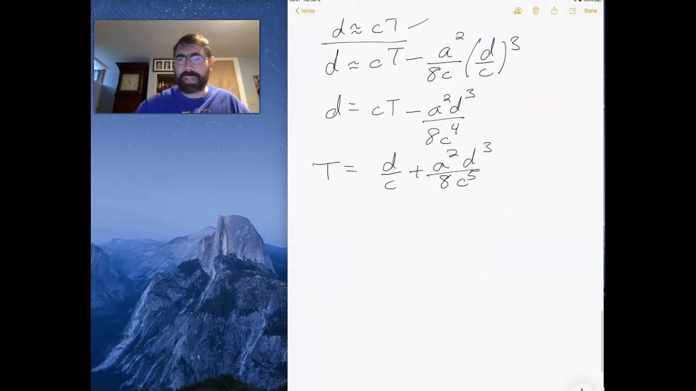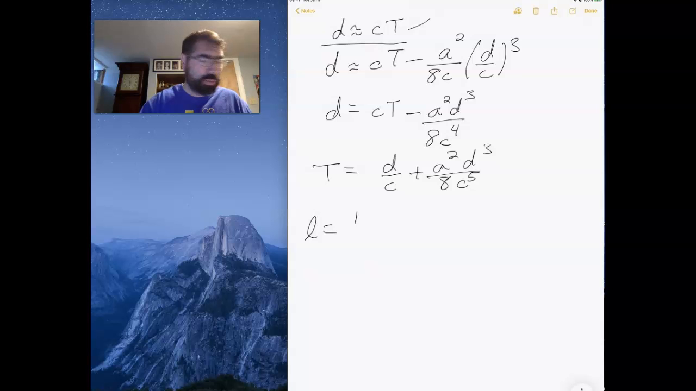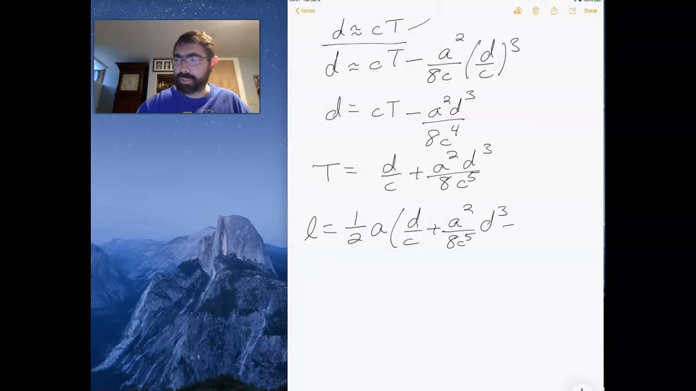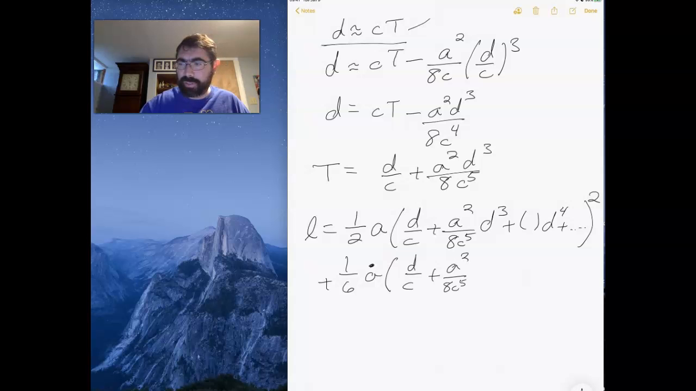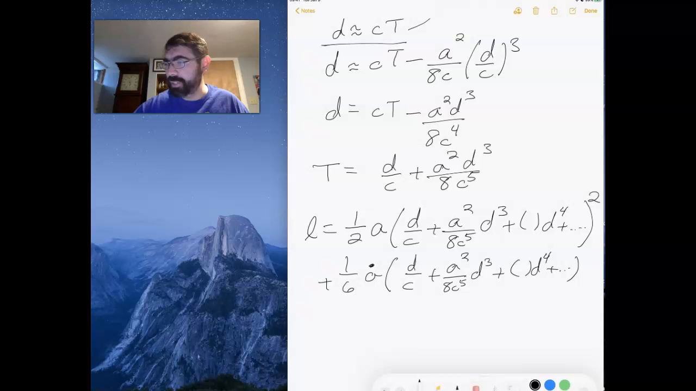Now if we take that and plug it back into our expression for L, L becomes one half a times d over c plus a squared over 8c to the fifth d cubed plus a d to the fourth term, dot dot dot, all of that squared, plus 1/6 the derivative of the acceleration times d over c plus a squared over 8c to the fifth d cubed plus a d to the fourth power term, all of that cubed, because we're putting everything into our Taylor expansion from before, and then plus dot dot dot.